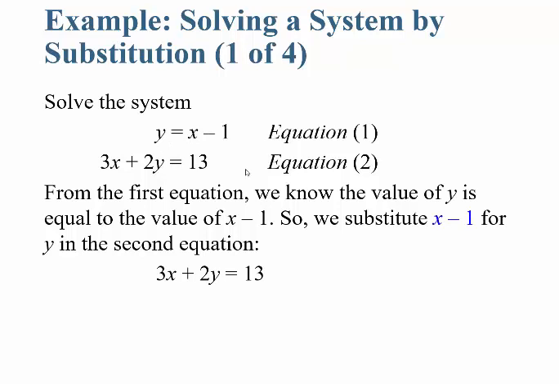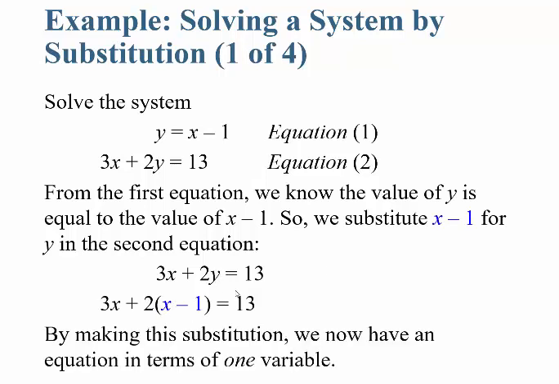My second equation was 3x plus 2y is equal to 13. I'm going to replace y with this x minus 1 here. By making this substitution, we now have an equation in just one variable. Look, there are no two variables. It's a linear equation in one variable, so we can very easily solve this.